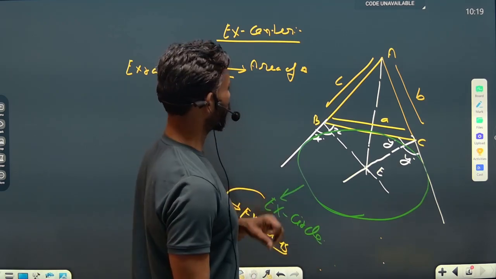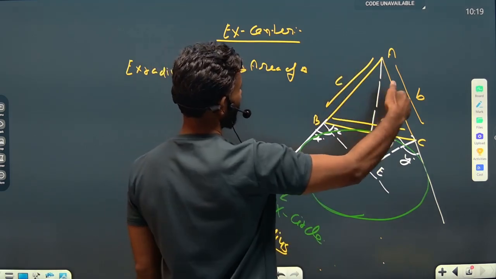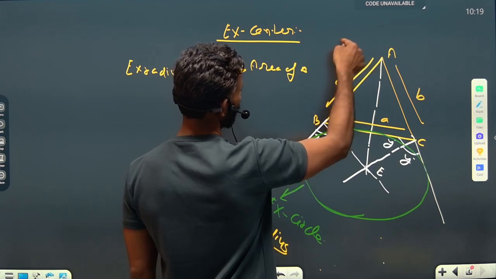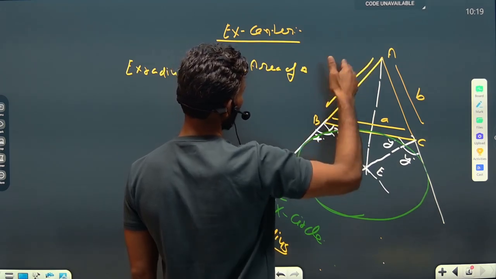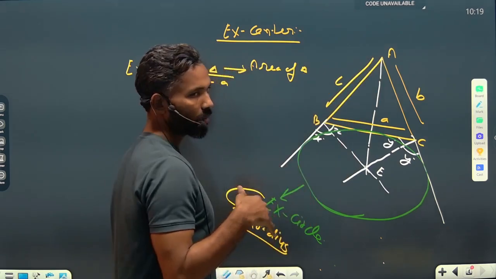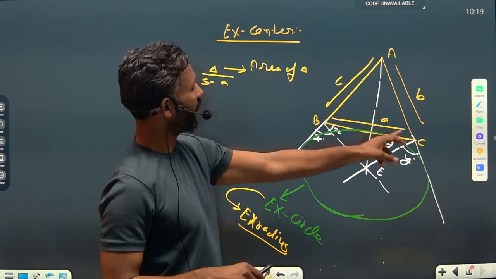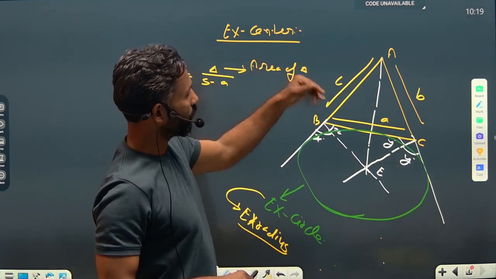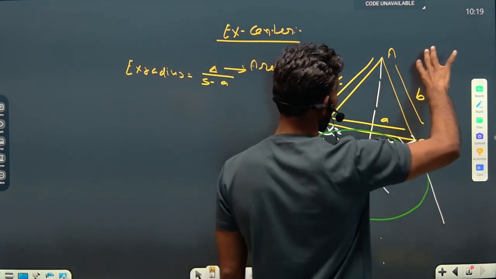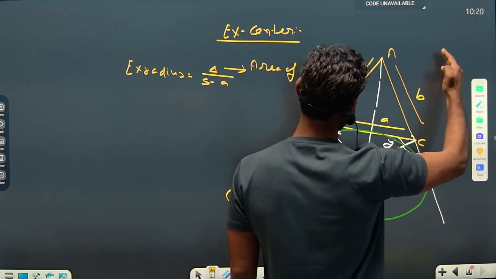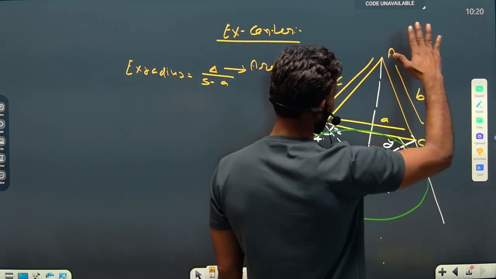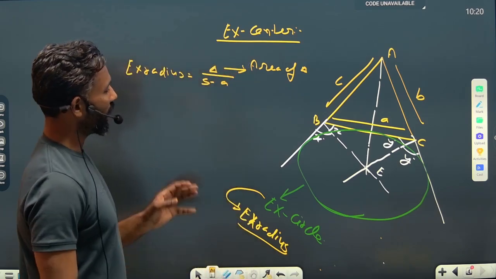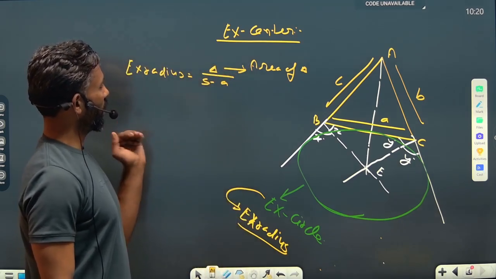Suppose you draw the bisectors of angle A and angle B. They will be meeting somewhere here. If you draw a circle which touches AB and both extended sides, CA and CB, then the radius of that excircle will be Δ upon s minus c. Suppose you draw an excircle in this direction, which touches side AC. Then the length of the exradius will be Δ upon s minus b. So this is quite a simple formula for the exradius.